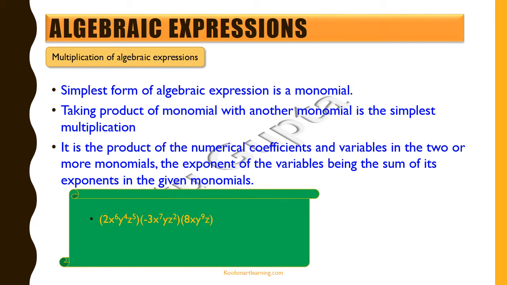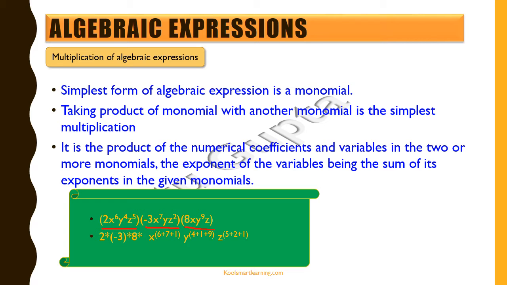So we take three monomials to be multiplied, the first one being 2x raised to power 6, y raised to power 4, z raised to power 5, and the second being minus 3x raised to power 7, y, z square, and the third being 8x, y raised to power 9, z. And when we try to multiply them, first of all, we'll just multiply the coefficients of these three monomials, which makes it 2 into minus 3 into 8.